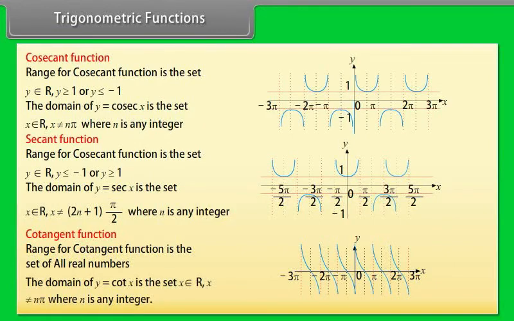The domain of y equals cot of x is the set x belongs to real numbers, x not equal to n times pi, where n is any integer.